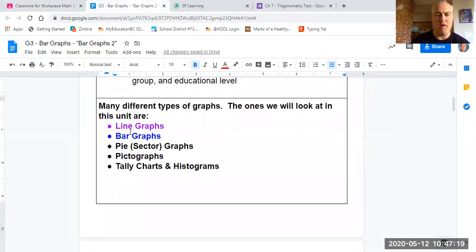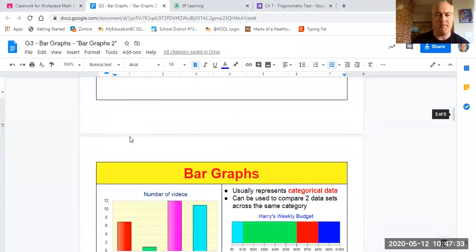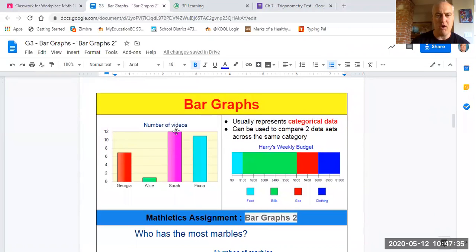Over the last couple of lessons, we've been talking about line graphs. But today we're going to be looking at bar graphs, and then later on pie graphs, pictographs, and histograms. Today, and the next couple of lessons, will be on bar graphs. So just a reminder of what a bar graph looks like. As the name suggests, it looks like a vertical bar, and it generally organizes categories and tells us how many are in a particular category, in this case, how many videos different people have.